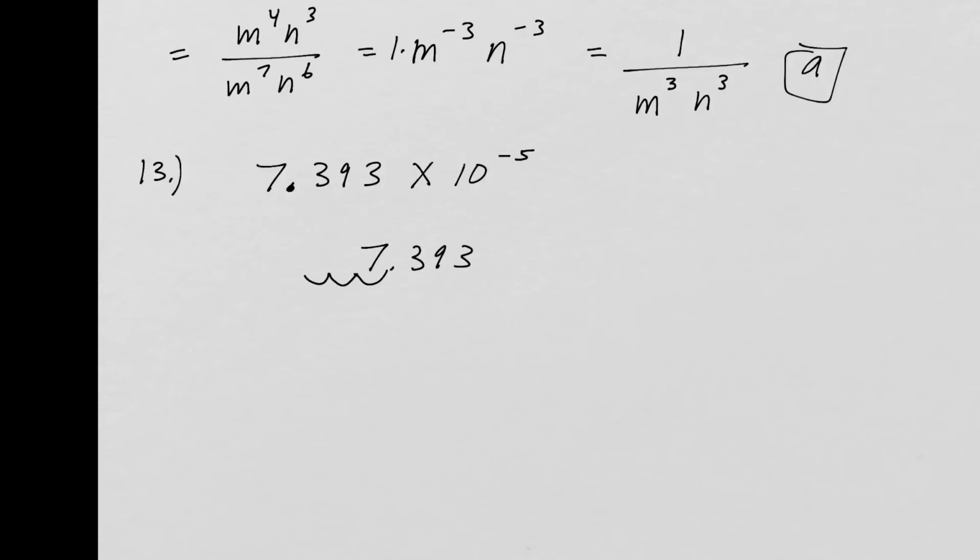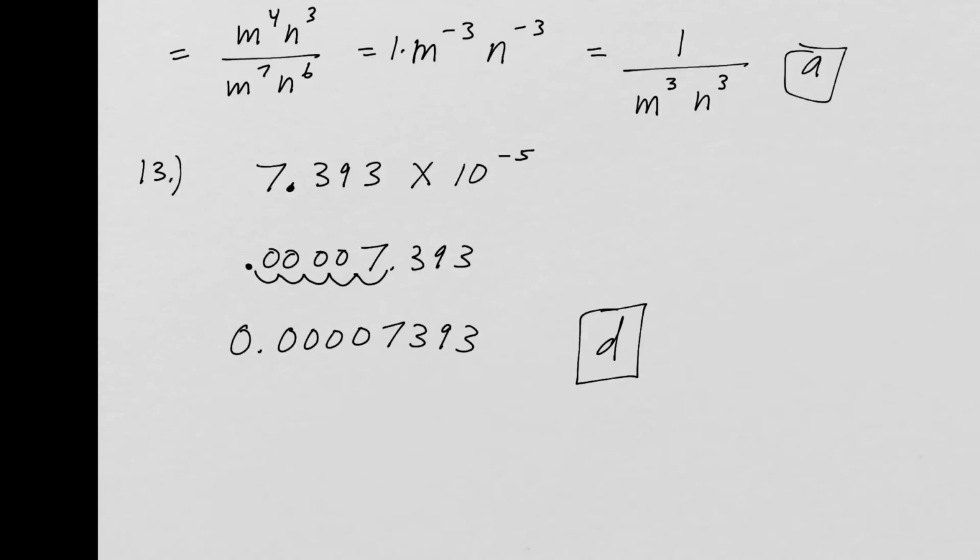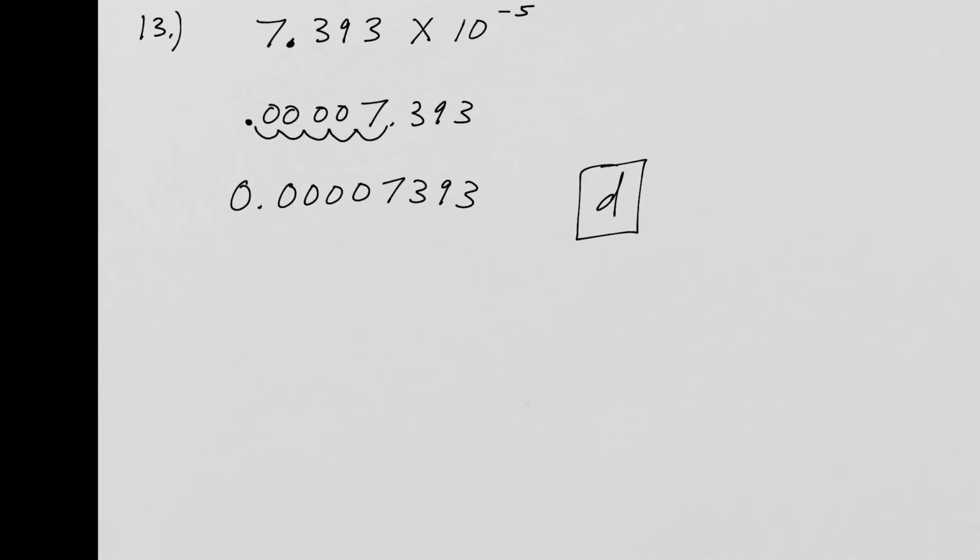So 1, 2, 3, 4, 5. So I'm going to put in 4 zeros there. And that's going to be my result. And then you can always put a 0 in front. That doesn't matter in front. So I have 0, 0, 0, 0, 7, 3, 9, 3. That's the same exact number, but now it's in standard notation. So let me make sure I have the right number of zeros, 4 zeros. It looks like it's going to be D on our practice sheet. So D, okay. All right, 14 is just going the other way.